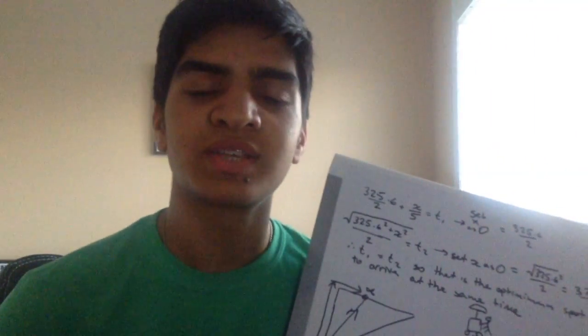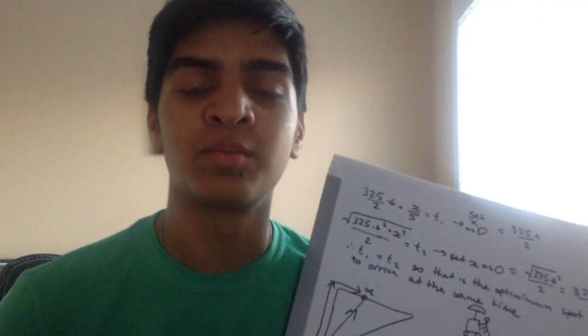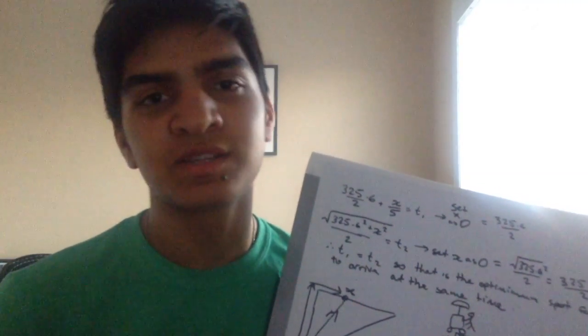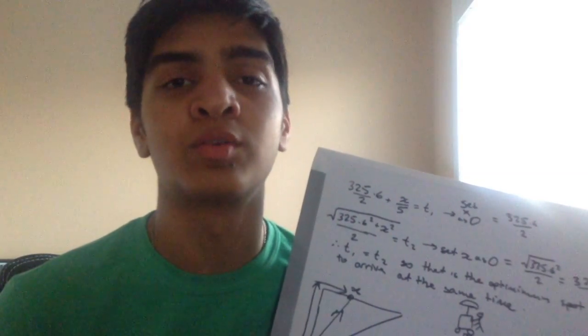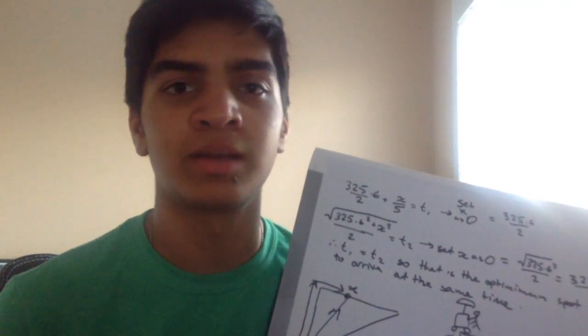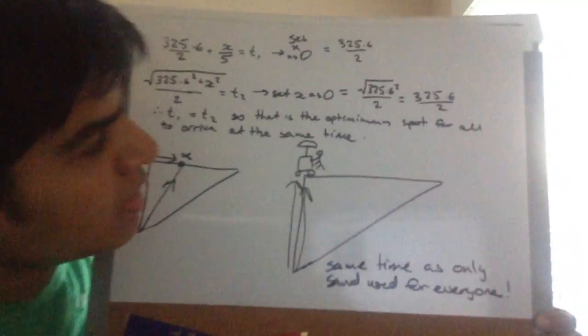So now moving on to the second part of the second question of the performance task. The question asked to figure out at what point on the sidewalk you could place the cart so that all three people land at the exact same time. So here's what I have done.